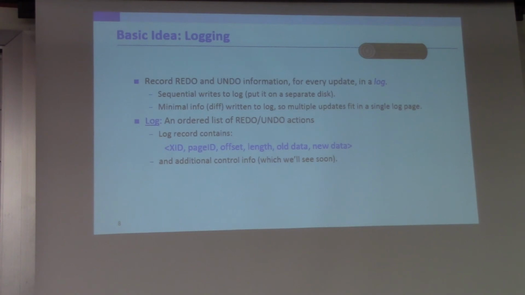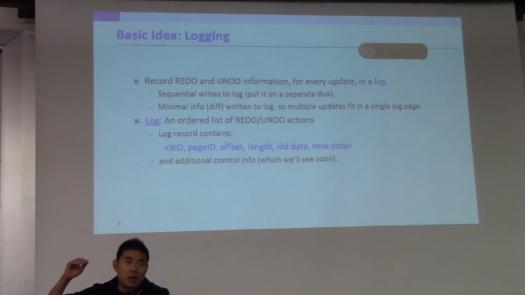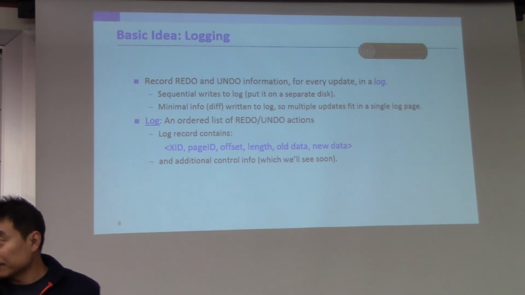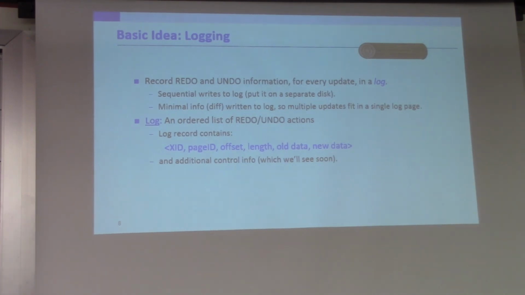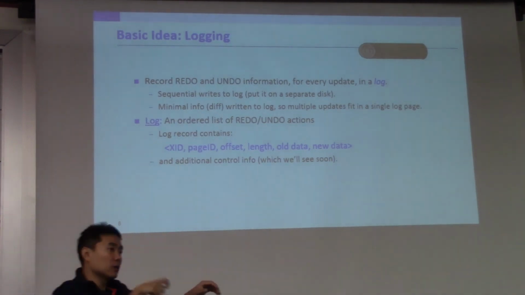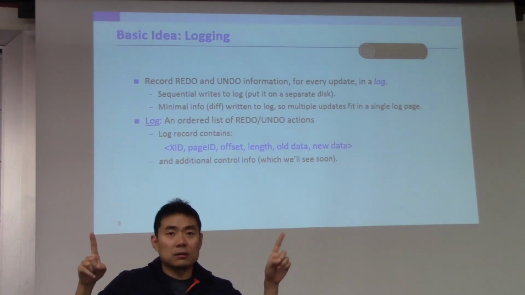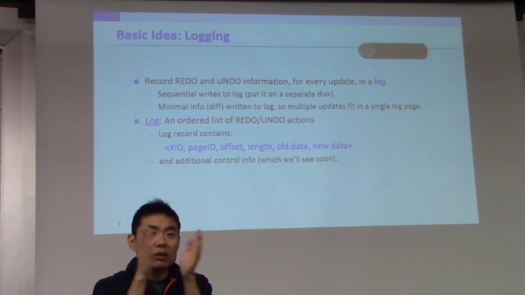And a log is an ordered list of redo and undo actions with the following format. A log record, it has a sequence of log records. And each log record has a transaction ID, a page ID, to know which page I'm affecting. Offset value, because within a page, multiple records, you have to tell me which particular record you are updating. That's the offset value. Then the length, the new value you are writing, what's the length?